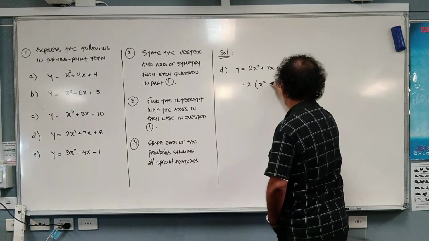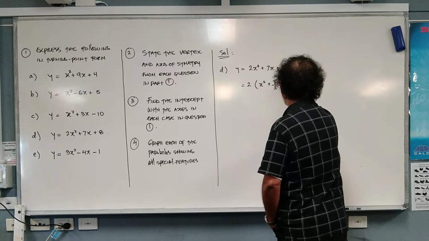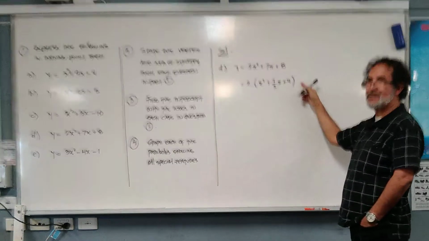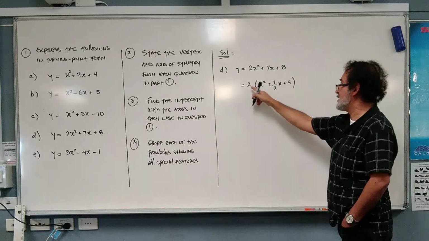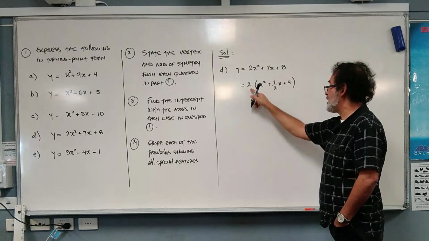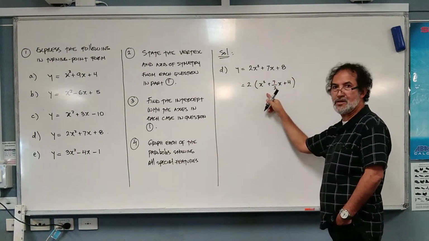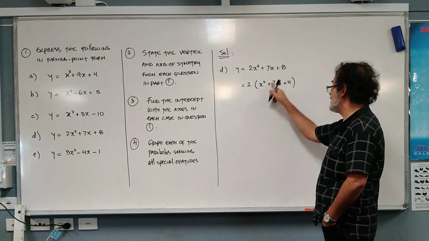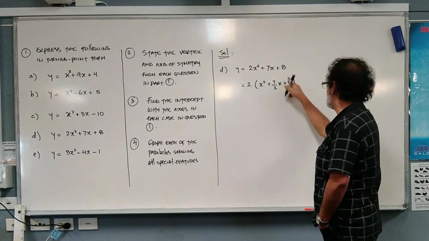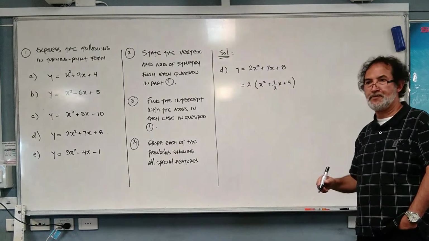Okay, but then if you take 2 out, then you have to do 7 on 2 x, and then this is going to be 4. So this is exactly the same as this. If you multiply 2 by x squared, obviously this is going to be 2x squared. If you multiply 2 by 7 on 2, these two cancel each other out, so you've got only 7, and if you multiply 2 by 4, it's equal to 8.